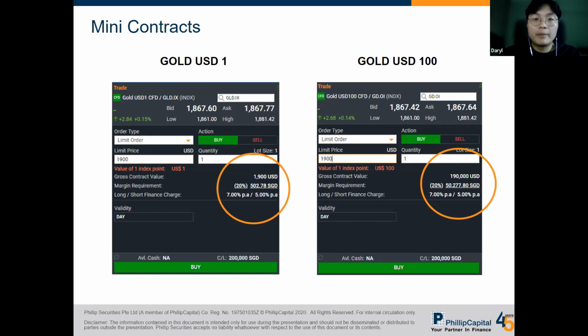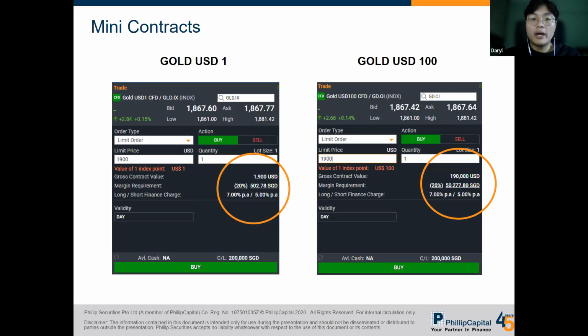If you remember earlier on, how you'll be able to see the margin requirement. We'll use the same method to find out the difference between USD1 and USD100, the mini contract. For USD1, the value per point is $1. So if let's say you're in the long position, the USD1 goes up by $10, you'll be profiting $10. Unlike the USD100, the value per point is $100. So if it goes up by $10, you'll be profiting $1,000.